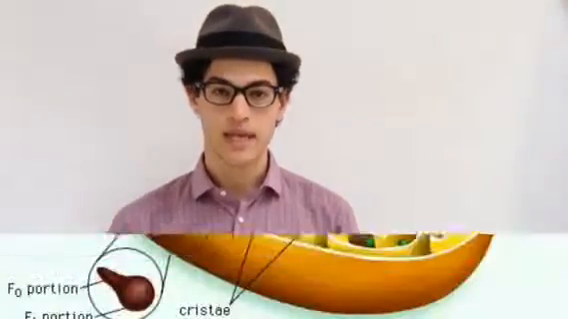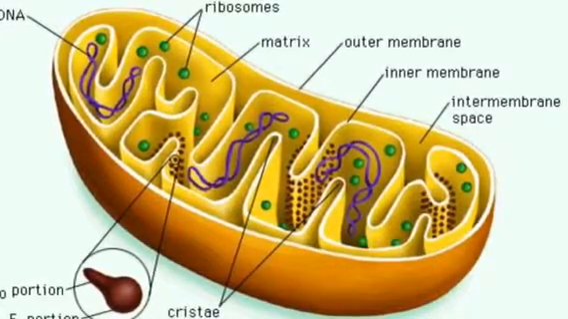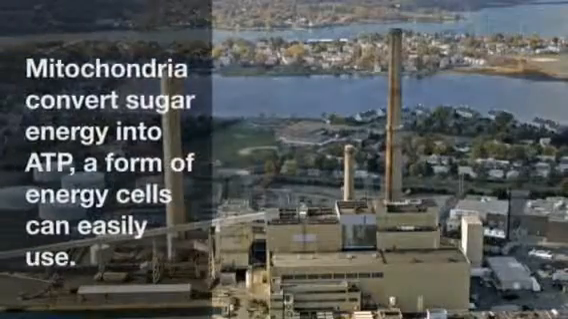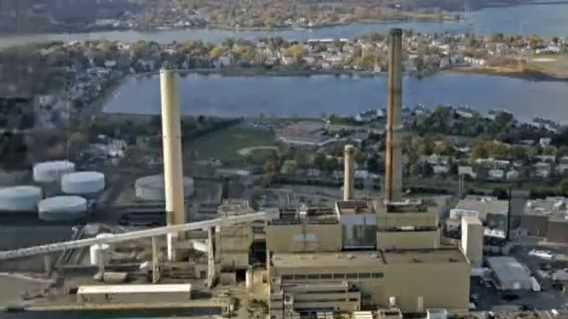I bet you don't think about it, but you use electricity all the time. You're using it right now to watch this video. Cells need energy too. Cells get their energy from mitochondria, organelles that break down sugar into other forms of energy in a process called cellular respiration. Mitochondria are like little power plants, converting energy from one form into another.